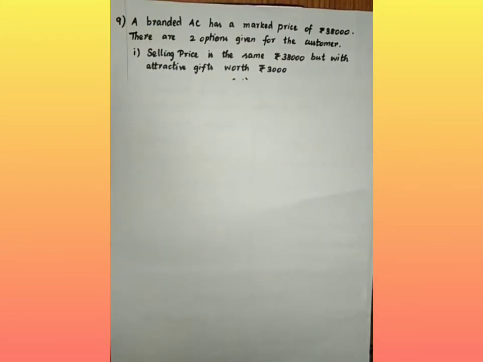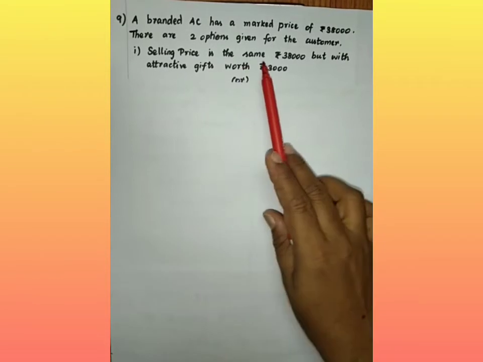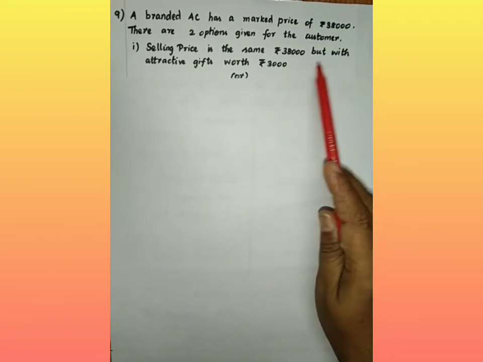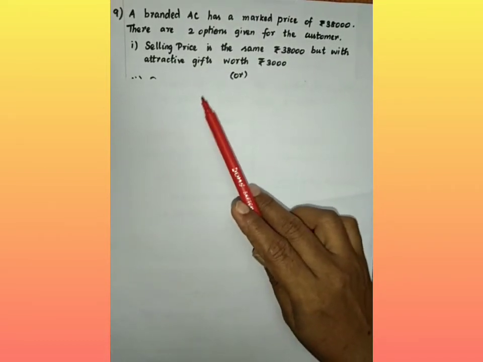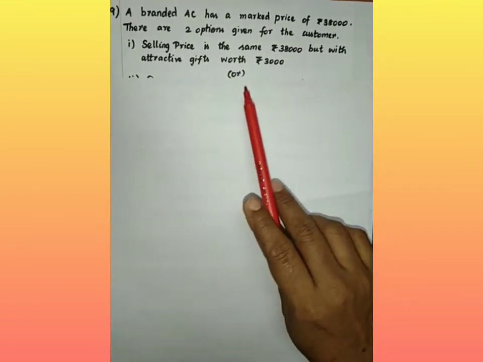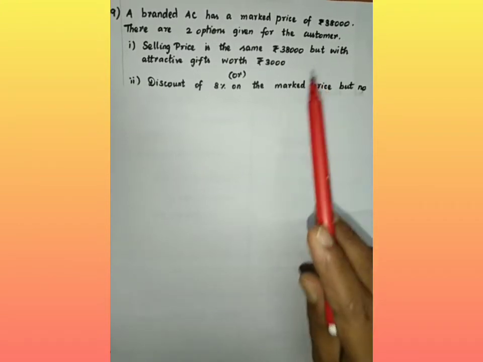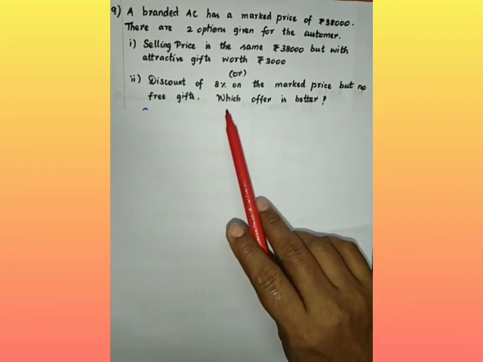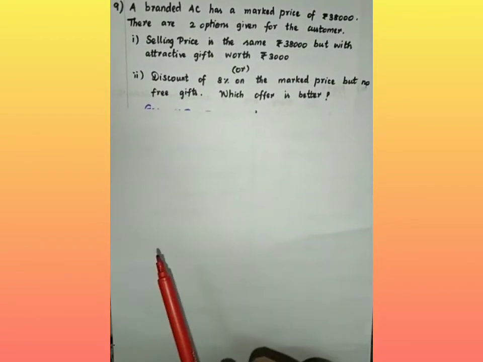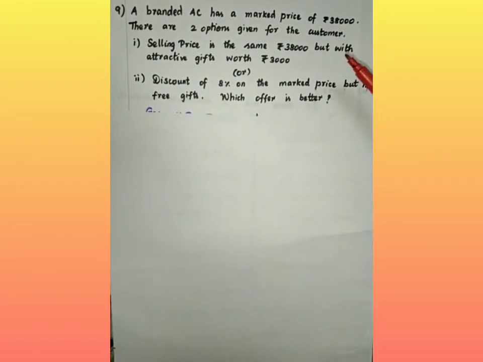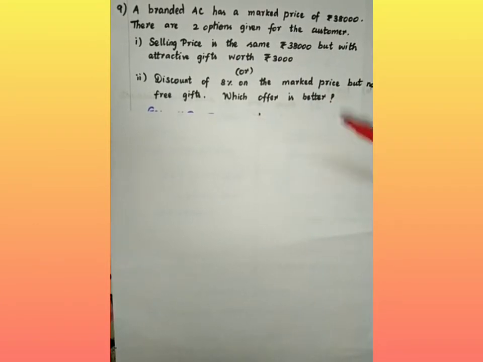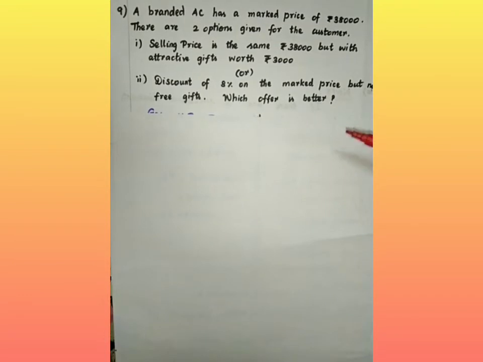Ninth problem. A branded AC has a marked price of rupees 38,000. There are two options given for the customer. Option 1 is the selling price is the same rupees 38,000 but with attractive gifts worth rupees 3,000. This is option 1. And option 2 is a discount of 8% on the marked price but no free gifts. Which offer is better? So here two options are given for the customer. One is a gift worth 3,000 rupees and the second option is an 8% discount on the marked price. So we are going to find out which offer is better.